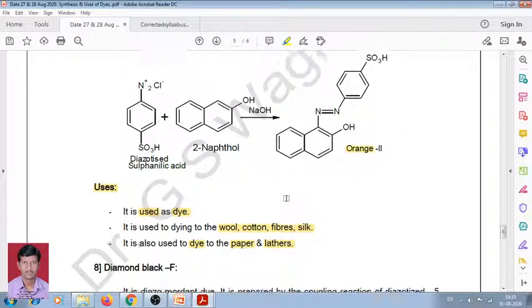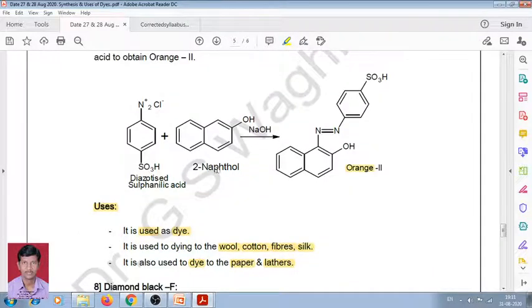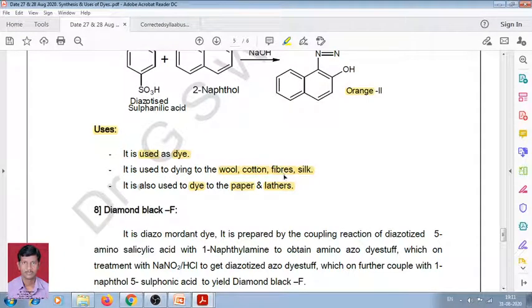It is a very simple dye, made by the coupling reaction of 2-naphthol with diazotized sulfanilic acid in basic medium. And this is the structure. We have to practice by drawing all these structures for each and every synthesis of dye.